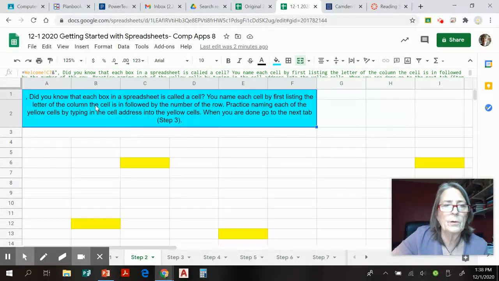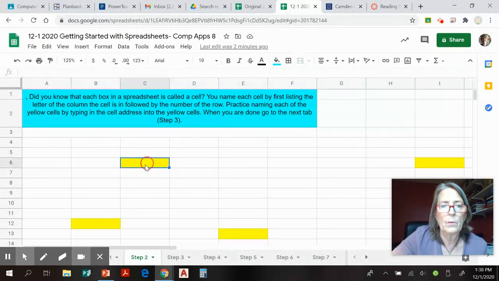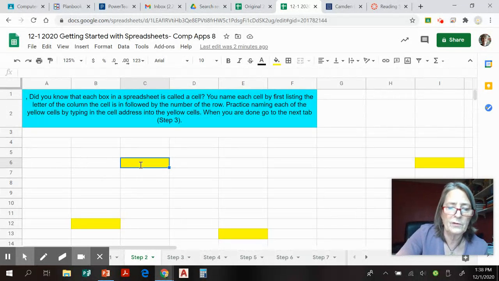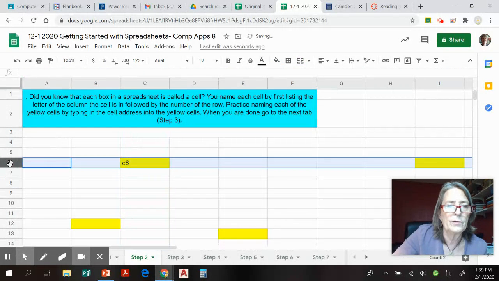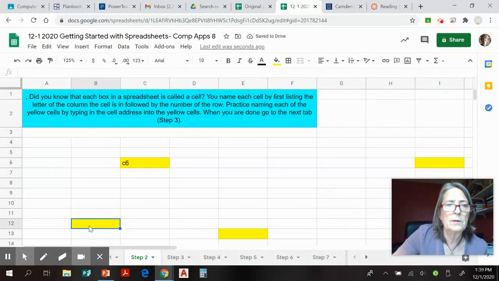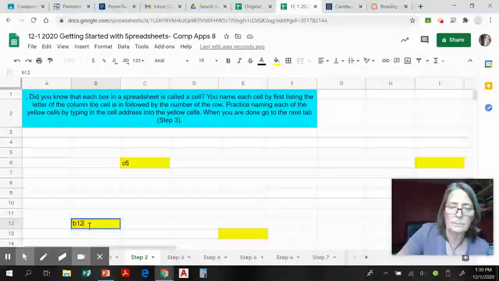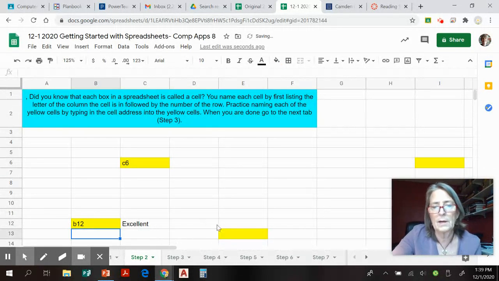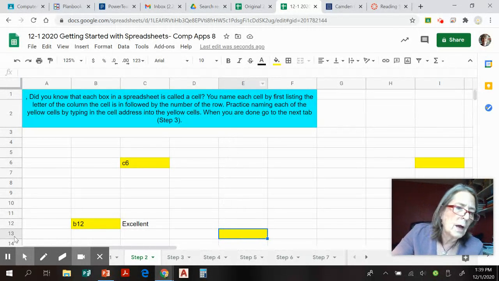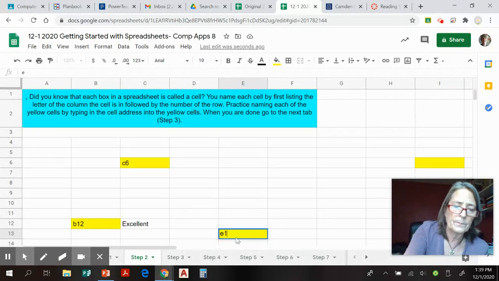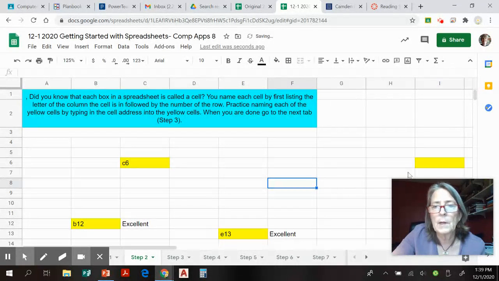Then step 2, each one of these boxes is a cell. Okay, so for example, what is the address of this cell? It would be C6, because it's column C, row 6. This one is B12. Excellent, I got that one. This one is E13, and it's easy to tell because they're highlighted. And this one is I6.